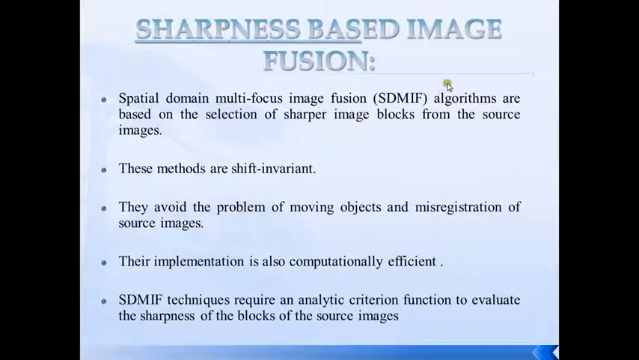Sharpness based image fusion is much better than the transform domain fusions because these methods are shift invariant and much more computationally efficient, and they avoid the problem of moving objects and misregistration of source images, etc. In sharpness based image fusion, we basically select the sharper image blocks from the source images and incorporate them in the final image.